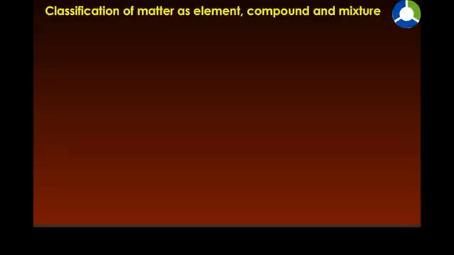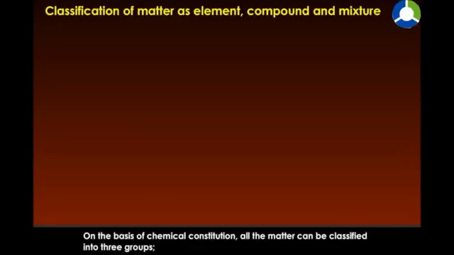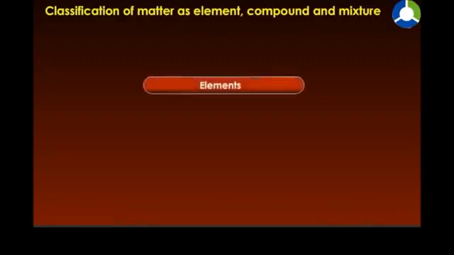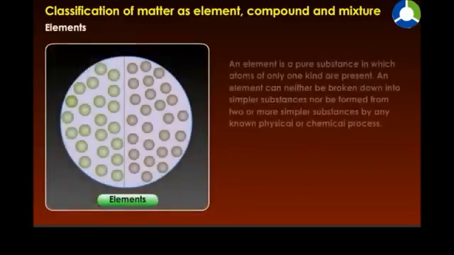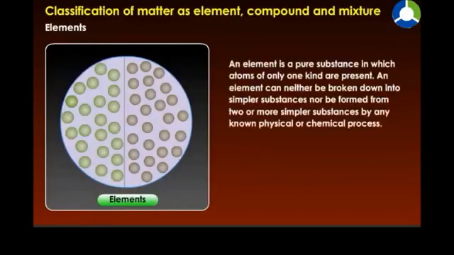Classification of matter as element, compound and mixture. On the basis of chemical constitution, all the matter can be classified into three groups: elements, compounds and mixtures. Elements. An element is a pure substance in which atoms of only one kind are present.